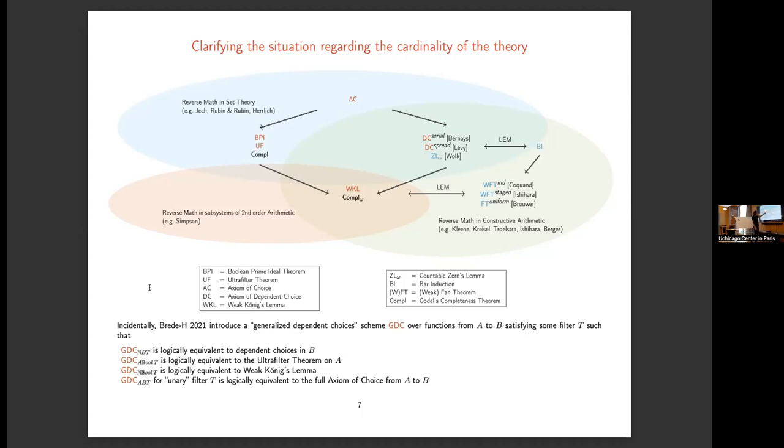Then we have reverse mathematics of subsystems of second order arithmetic, where completeness lives with Weak König's lemma, because Weak König's lemma is a consequence of the countable form of the ultrafilter theorem. And then you have a bunch of results in reverse mathematics, in constructive arithmetic, first after Brouwer. So Brouwer set the fan theorem and bar induction. And there was quite a lot of work to understand how the fan theorem and bar induction, and how bar induction, was connected to the axiom of dependent choice and WKL.